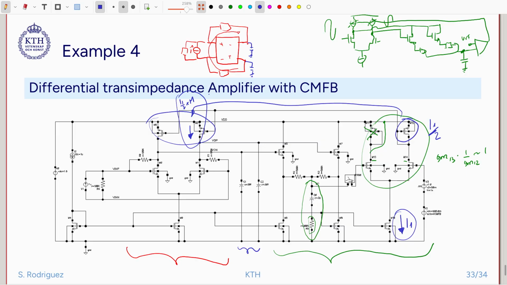Then I can decide which current to use here. And again, the current that you want to have here has to be very, very small in comparison to the current that we have here.